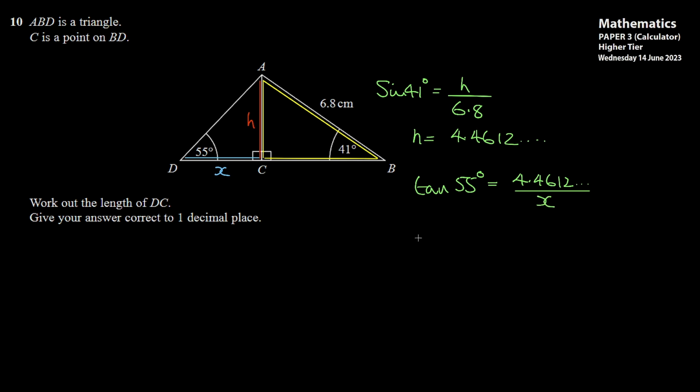And again, if you pop that into a calculator, you get that x is equal to 3.1237. They need the answer to correct to one decimal place, and so therefore x is equal to 3.1, and that is to 1 dp. And that's your answer.